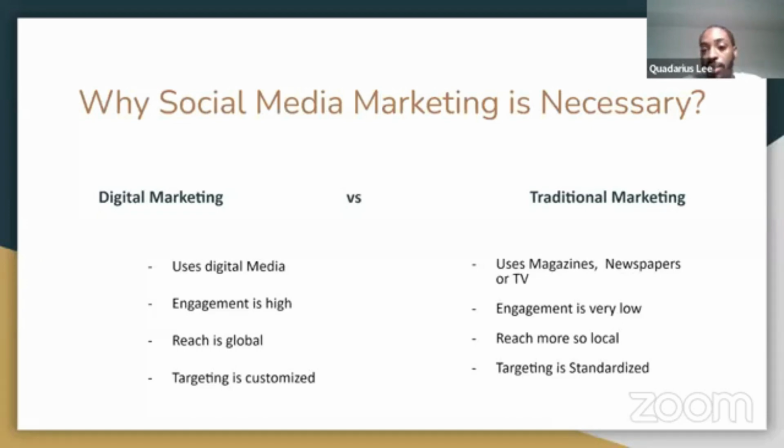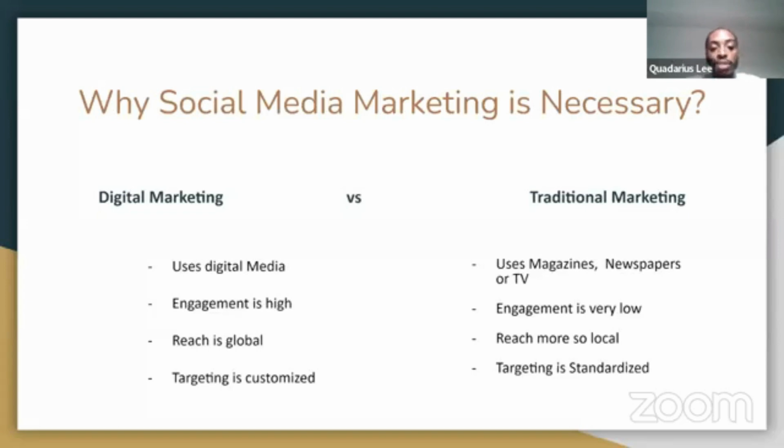Your reach is going to be more so local. So if you have newspapers, you might only be able to reach a certain amount of people in Queens, New York, or St. Paul, Minnesota, Dallas, Texas. You're not able to reach globally like you want to. Now, with traditional marketing, targeting is going to be standardized. So you're not going to be able to target the audience and the demographic that you want specifically. Like I said, you're only going to be able to target certain locations with traditional marketing.